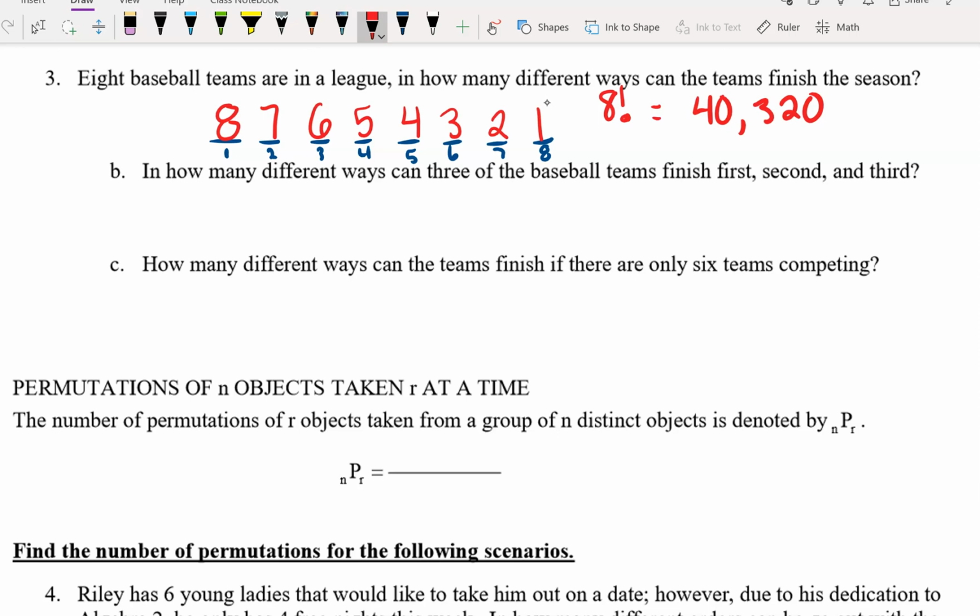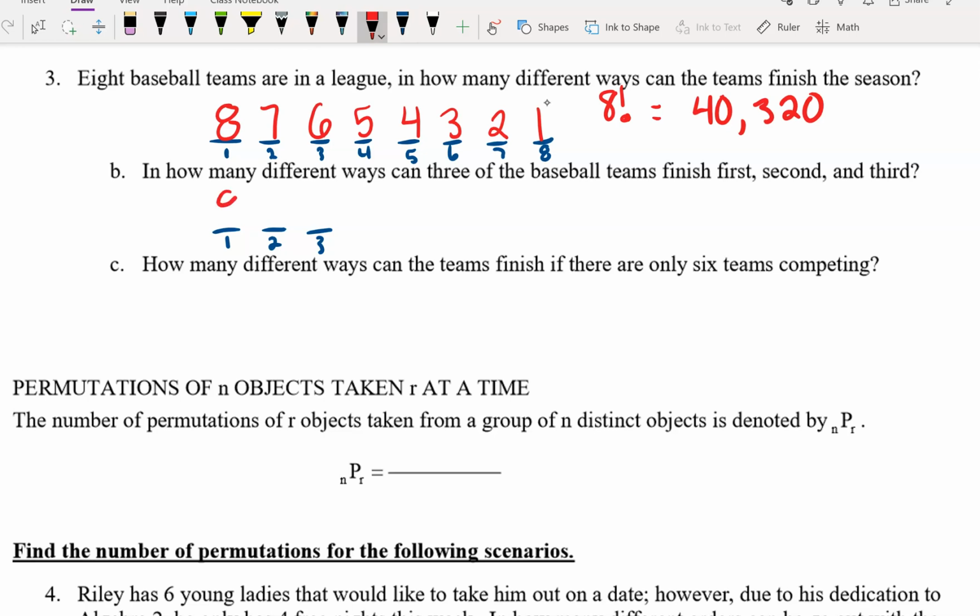All right, option B, how many different ways can 3 of the baseball teams finish first, second, and third? So now we don't care about the teams further down in the standings. We just care about the first 3. So how many different ways can they finish first, second, or third?